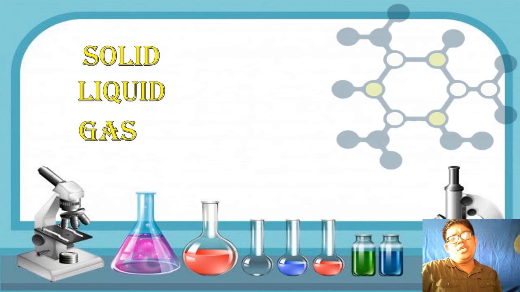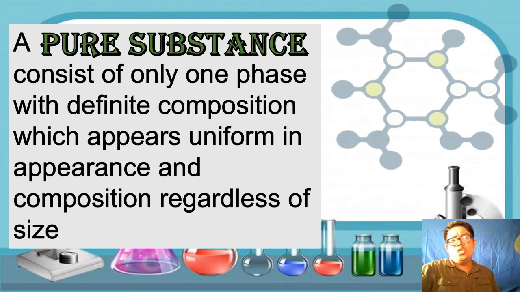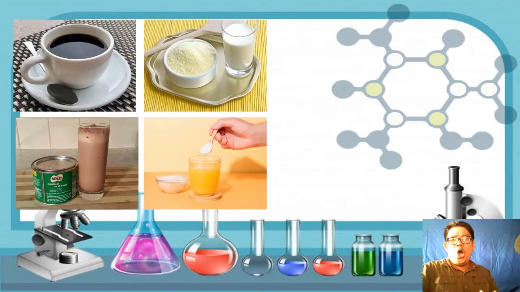And any combination of substances, this can be a mixture as long as it is a combination of two or more matters. When it comes to pure substance, a pure substance consists of only one phase with definite composition which appears uniform in appearance and composition regardless of size. Ang kape, Milo, gatas, at orange juice ay mga example ng mixture.